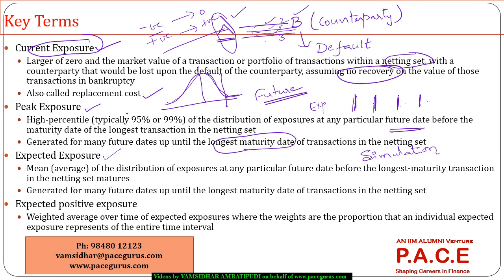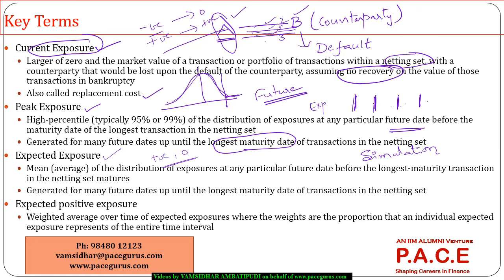Now let me tell you here, the exposure is always either a positive value or it is 0. I will not consider a negative value here at all. Negative value means I have to pay to my counterparty. I am not having any kind of a loss from my counterparty. So if the exposure is coming out to be negative, I'll take it as 0. I mean, if the net of all transactions is coming out to be negative, I'll be taking it as 0 but not as a negative value.